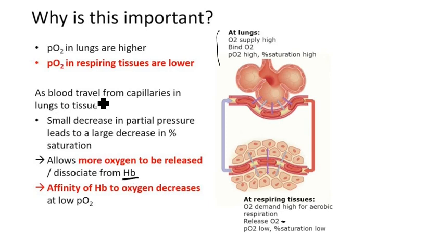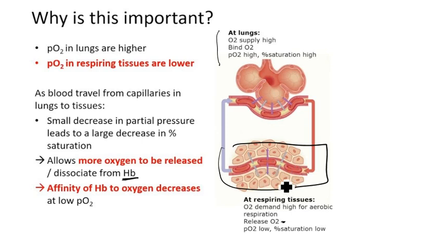This happens as blood travels from capillaries in the lungs to tissue. It allows more oxygen to be released, that is, dissociated from hemoglobin. The reason it happens here is because respiring tissues have a low concentration of oxygen, and movement is from a region of higher concentration to a region of lower concentration. So it usually goes from high to low.